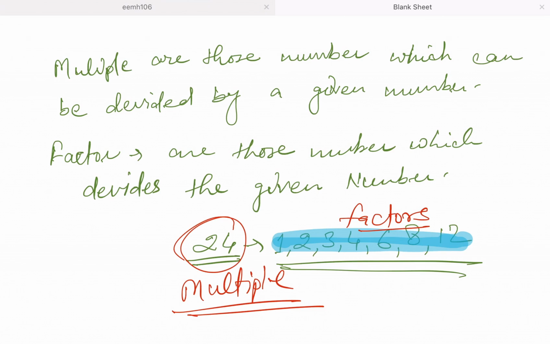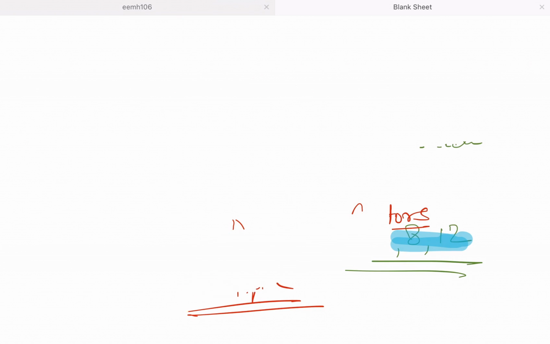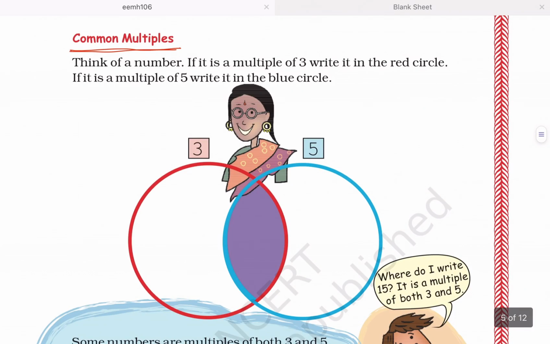Understand this? Now come to the topic, which is common multiple. Common multiple means some are common multiple and some are common factor. Here is common multiple.